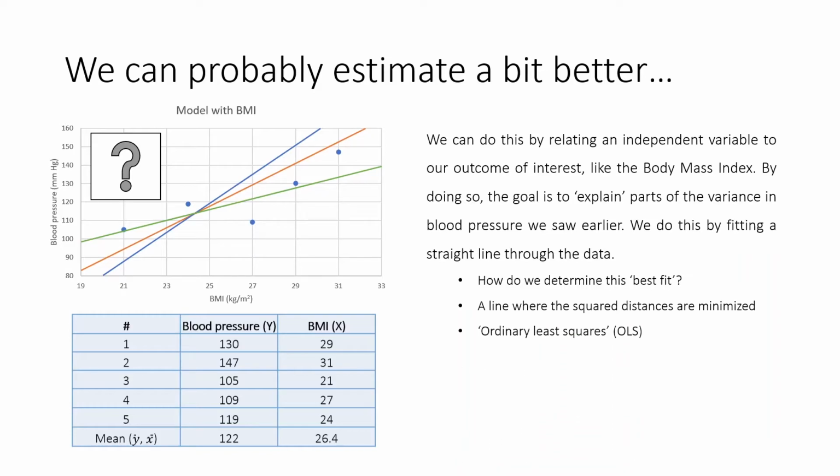We call this method ordinary least squares, or OLS, which is a method of estimating a best fitting linear function, a straight line, through these data. And it will result in a basic linear model. In this case, we could say that y hat is equal to beta 0 plus beta 1 times BMI. And we'll get into what that all means in a second.